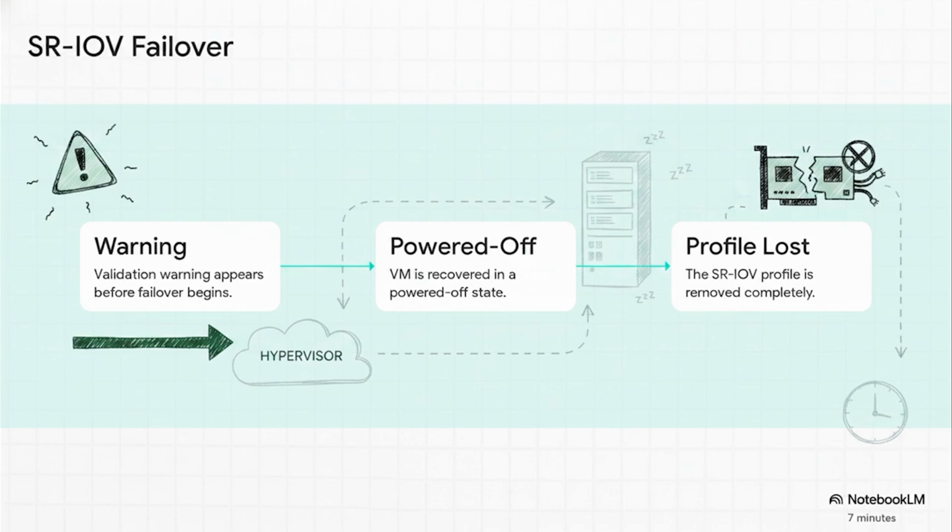First, a validation warning pops up. Second, the VM recovers in a powered-off state. And third, the SR-IOV profile is just completely removed. Why does it do this? Well, because those direct physical NIC mappings have to be totally reestablished on the new host hardware.